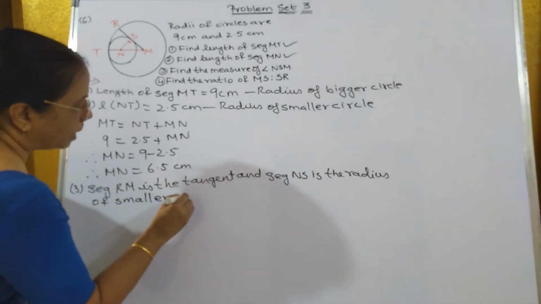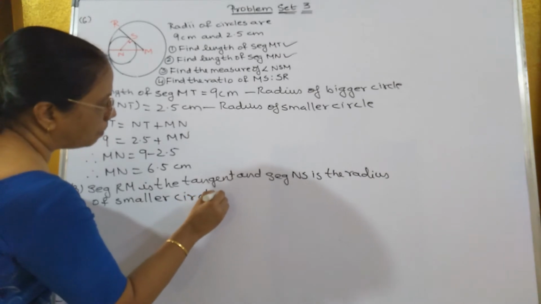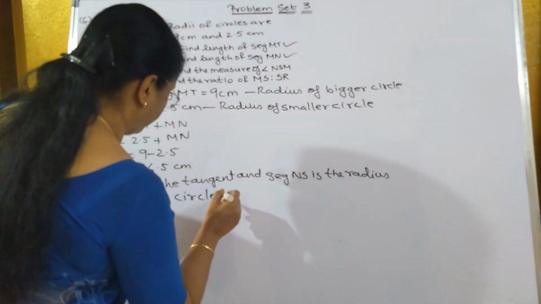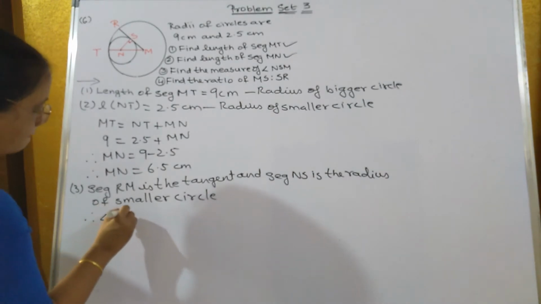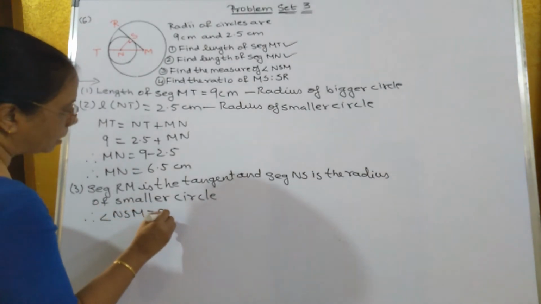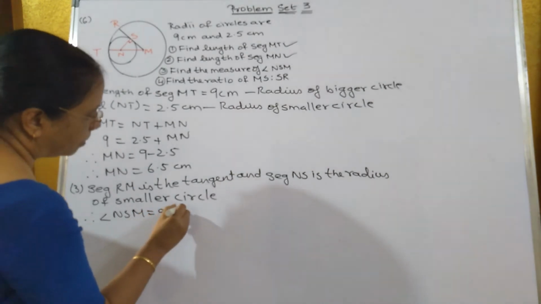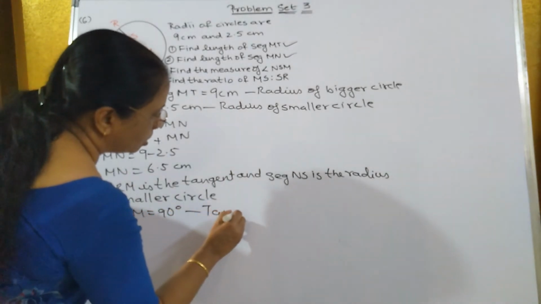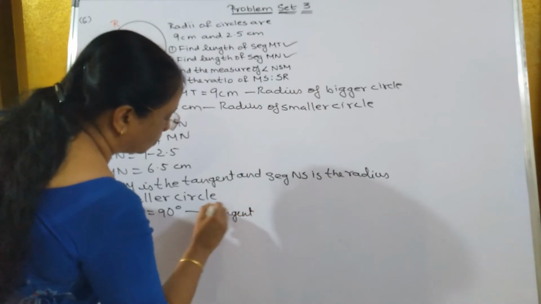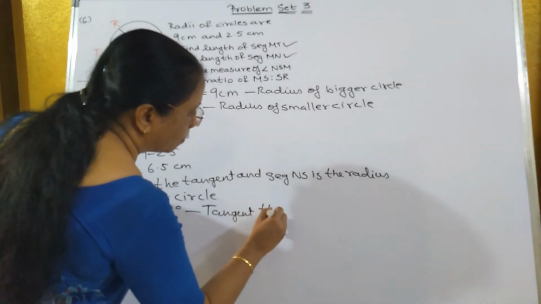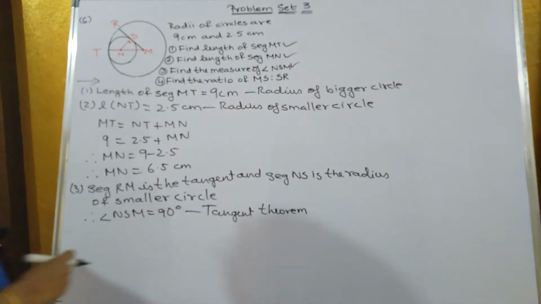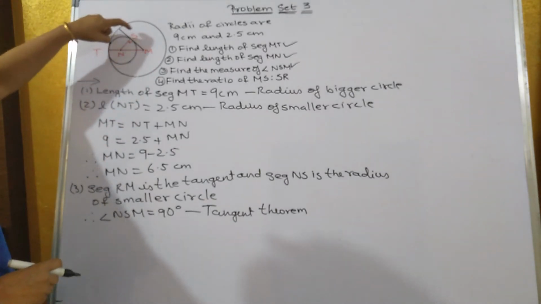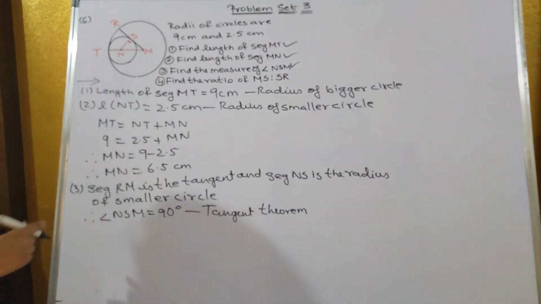So we know that the radius and tangent are perpendicular to each other. Therefore, angle NSM is equal to 90 degrees. The reason we'll write down is the tangent theorem. So we have got the third one also. Now we have to find out the ratio of MS and SR. Now triangle MNS is a right angle triangle.